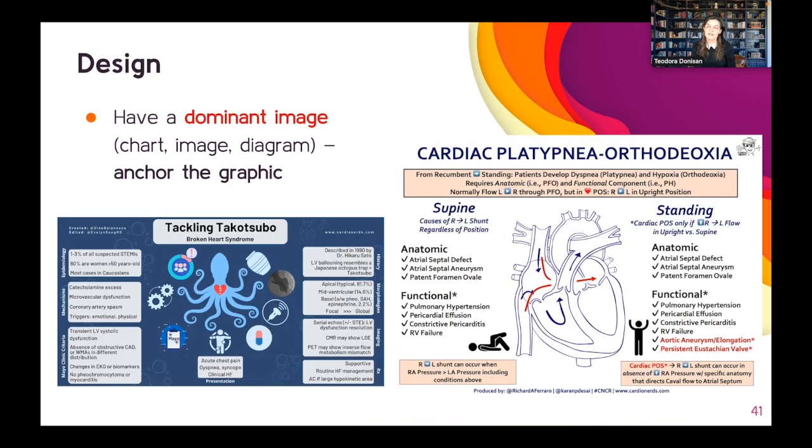The infographic should have a dominant image to anchor the graphic. Here we have two examples. On the left, we have an infographic by Dino, where the image of the octopus is used to engage the audience and to organize the data around it. Whereas on the right, we have an infographic by Rick, where the central image is an essential part for understanding the data around it.